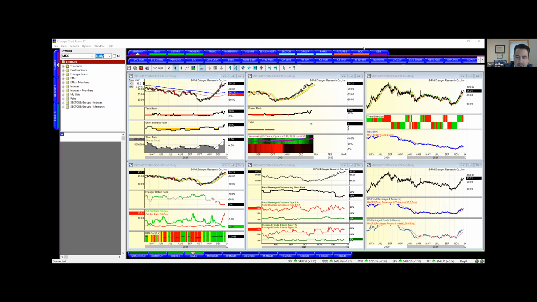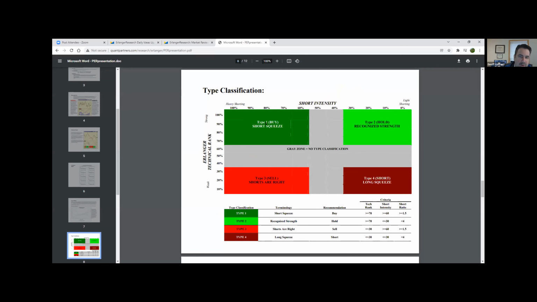Sure. Okay, so going back to this, there's 4 types that we like to track. First thing is a short squeeze. It's doing well technically, and it's heavily shorted. And we'll get to how we track short interest in a second. A type 2 is doing well, but no one is short. So in other words, if it's going to go up, it's going to go up because people are buying the stock, not because people are covering a short position. A type 3 is where the shorts are making money. And a type 4 is where the stock is weak technically and no one is short.